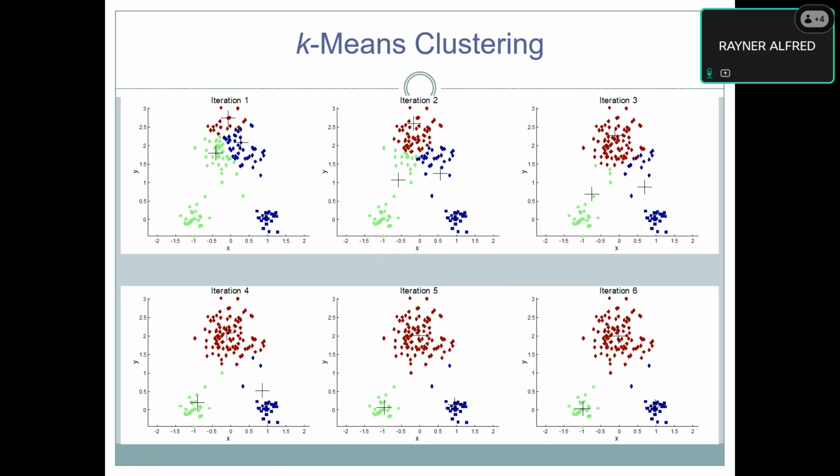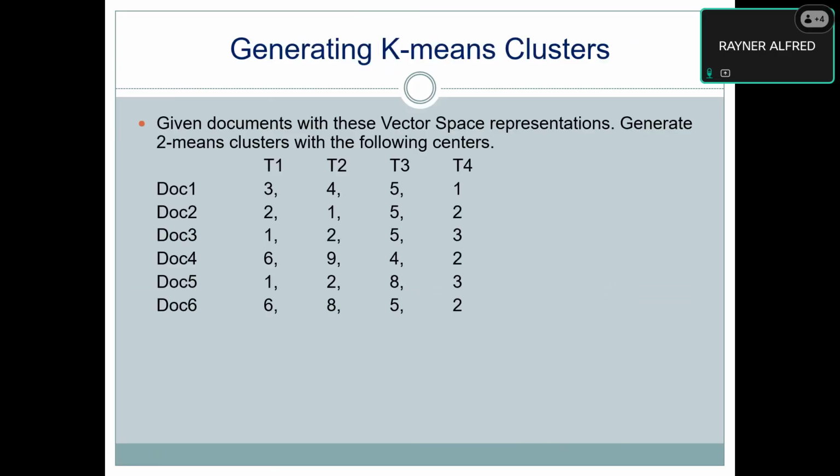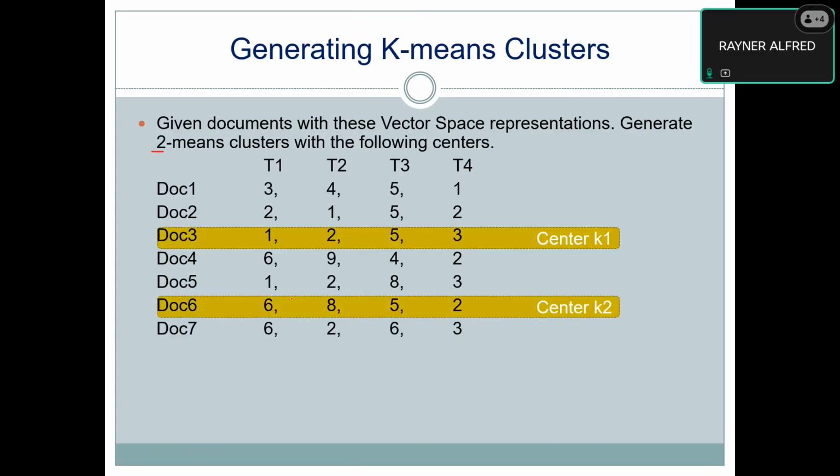Okay. So how do we actually apply this to a text document? This is our text document. We have the terms T1, T2, T3, T4, and the numbers in this matrix can be considered as the weightage or the TF-IDF, but over here I'm using simple numbers to simplify the calculation. Let's suppose we want to have 2 clusters. So I pick 2 documents randomly. This is center K1 and center K2.